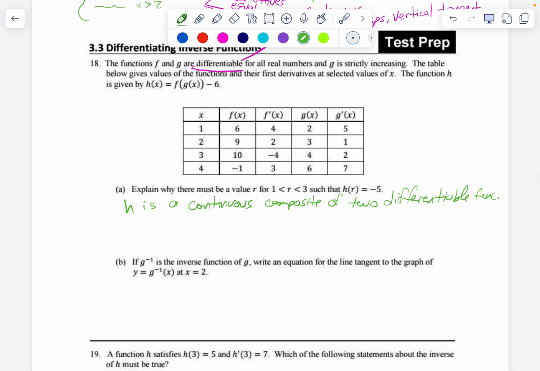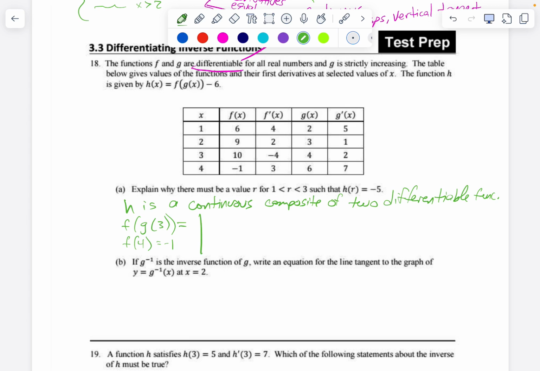And what else? Did anybody do f of g of x? F of g of 3, f of g of 1. We need to put that on here, right? So f of g of 3. Or you could start with 1. I'm just picking 3. Okay, how do we do that with the table like this? All right, so what's g of 3? G of 3 is 4. So this is f of 4, which is negative 1.